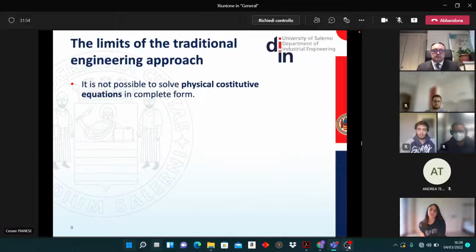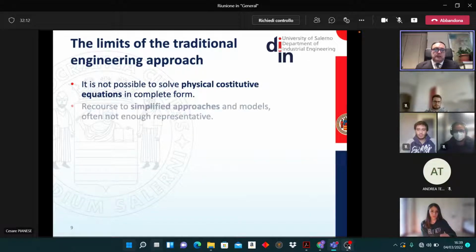So let's try now to understand what we are doing with the experiments and what the traditional limits of the classical engineering approach are. Let me put all together here at least the first two.